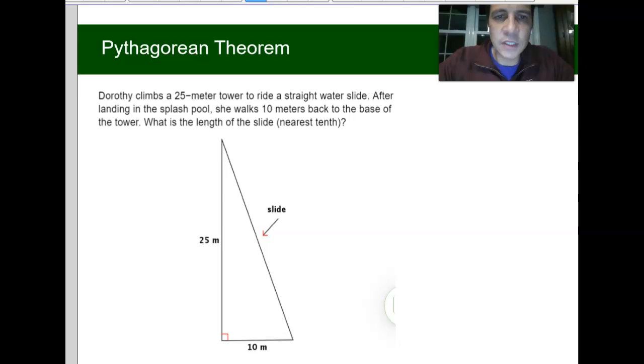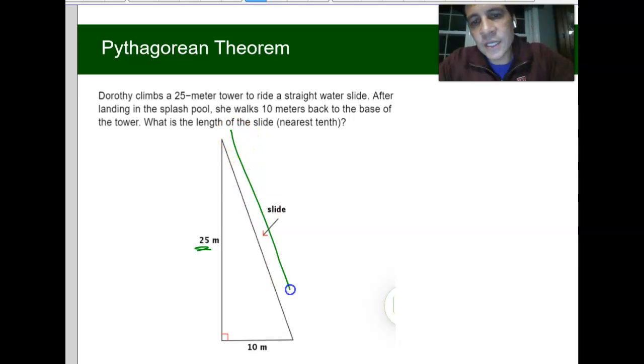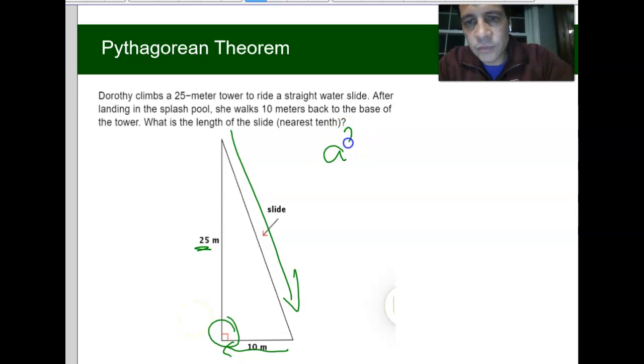So let's take a look at this problem here. Dorothy climbs a 25-meter tower to ride a straight water slide. So she goes down this slide here. After landing in the pool, she walks 10 meters back to the base of the tower. What's the length of the slide to the nearest tenth? Well, I see here I have a right triangle, so I could use the Pythagorean theorem to figure out the length of that missing side.